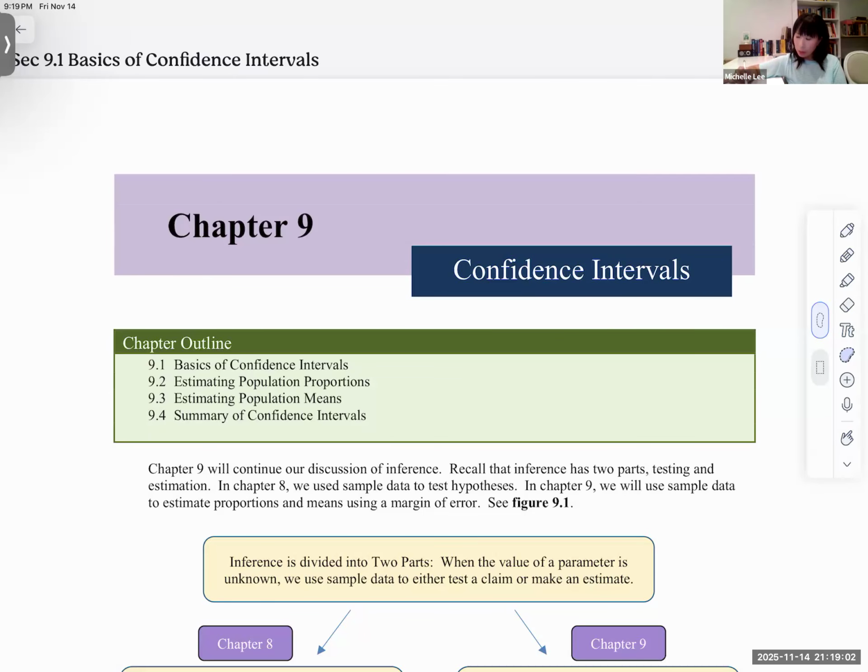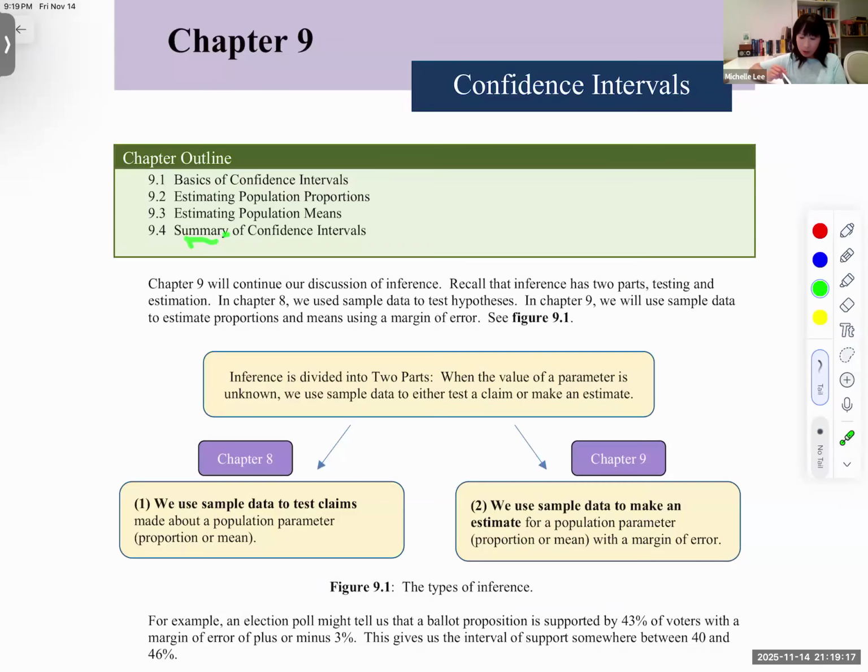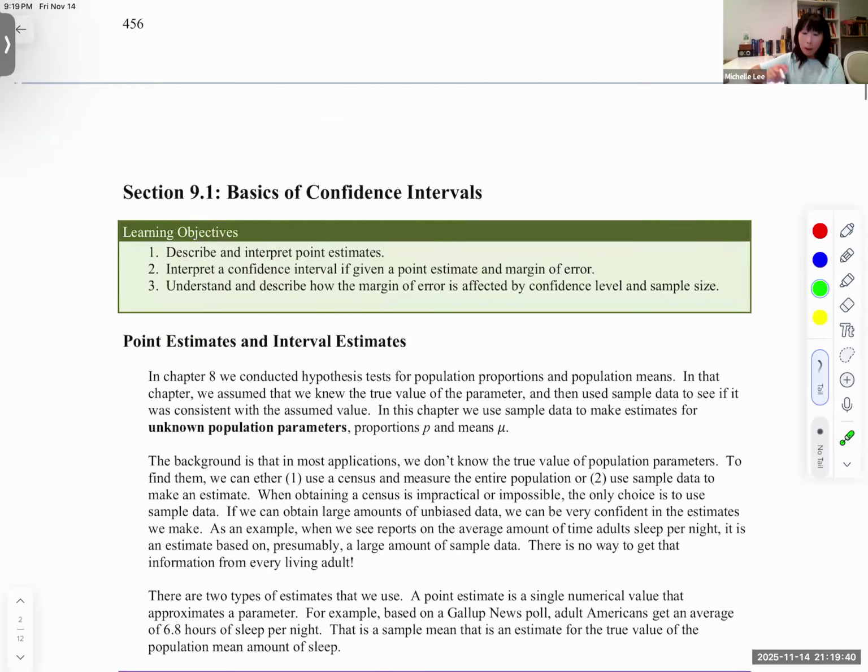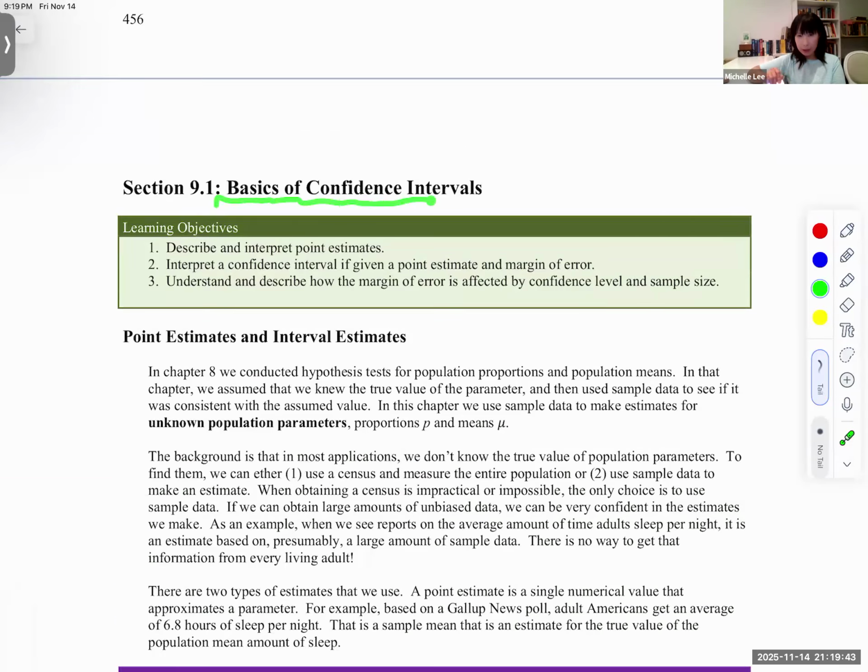So chapter 9 is about confidence intervals. We have 4 sections, but we do only 3 sections. We skip the summary. All right. So in chapter 8, we had sample data to test the claims, right? Chapter 9 is about using sample data to make an estimate. So 9.1, basics of confidence intervals.